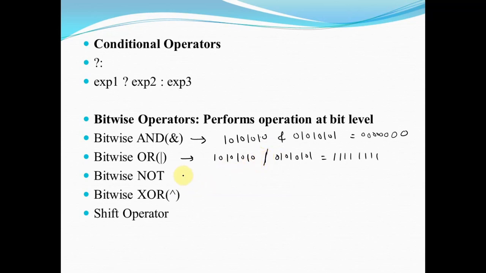Now in case of a bitwise NOT, it just gives you a complement, right? So if the number is 1 0 1 0 1 0 1 0, then it will result in 0 1 0 1 0 1 0 1. So this 1 will be complemented, it will give you 0, and 0 will become 1.